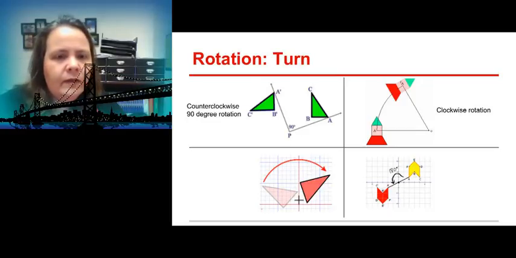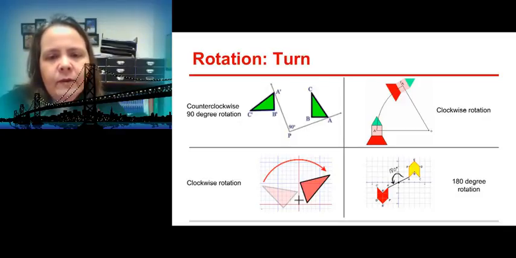And then if you look at the triangle down there on the bottom left, we have an arrow indicating how it was turned. We have no primes or anything like that. But this one was also a clockwise rotation because these arrows are moving the way the hands of a clock would have moved. And then in the very last figure, we have something on the coordinate plane, and it's indicating to us how many degrees it has moved. And it went a 180-degree rotation.